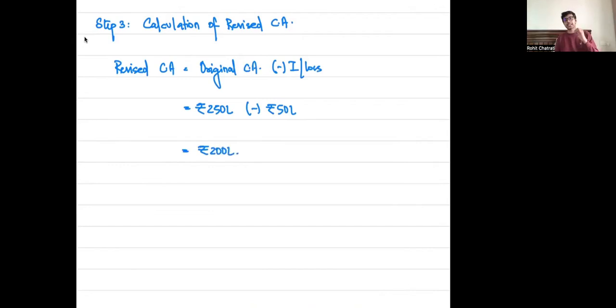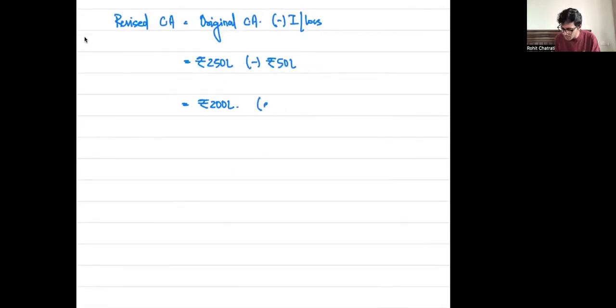All right. So the asset's carrying amount originally was 250. I recognized an impairment loss of 50 lakhs, and therefore the revised carrying amount is equal to rupees 200 lakhs, which is equal to the recoverable amount itself again. All right. And this is the final value that will be presented on the balance sheet.